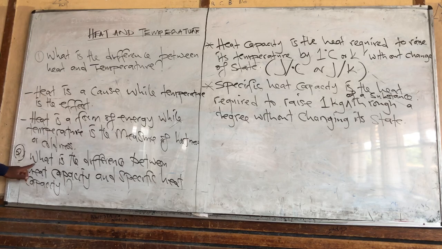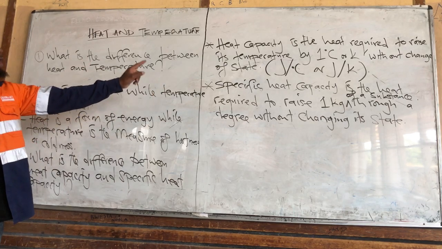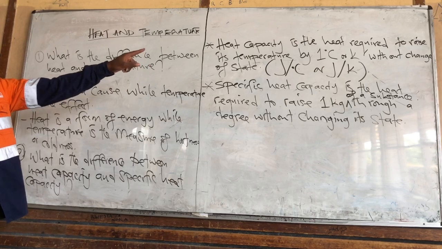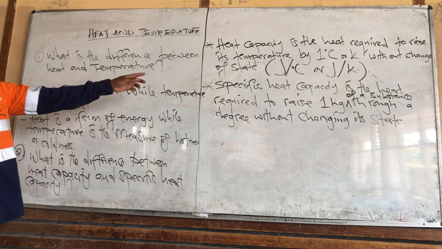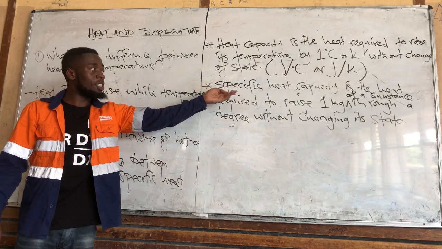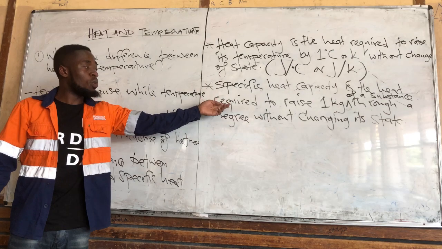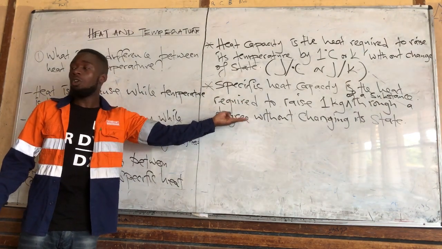So the question is, what is the difference between heat capacity and specific heat capacity? Heat capacity of a body is the heat required to raise its temperature by 1 degree Celsius or Kelvin without changing its state, while specific heat capacity is the heat energy required to raise 1 kg of a substance through 1 degree without changing its state.